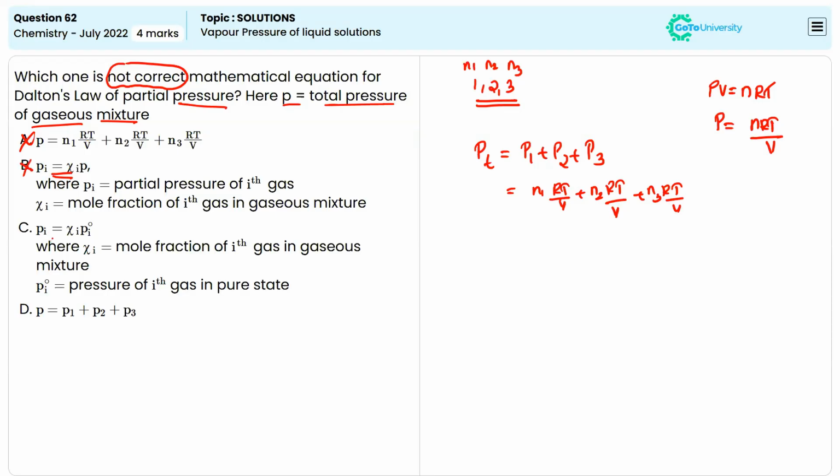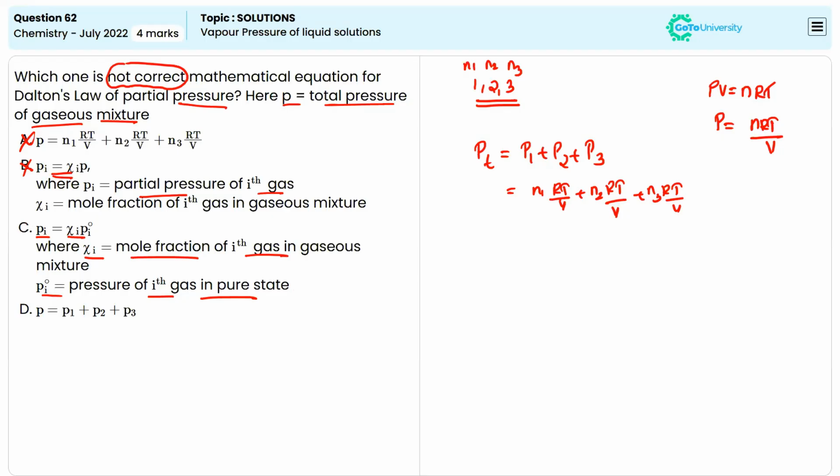Now we are coming to option C. Here it is given that Pi is equal to mole fraction times Pi0. This is not the correct one because Xi is the mole fraction of the gaseous mixture, and Pi0 is the pressure of the ith gas in the pure state. But in the previous one, in option B, it is the partial pressure of the ith gas. But here it is in pure state. So this is not the correct explanation.